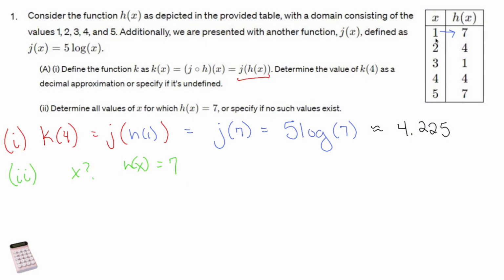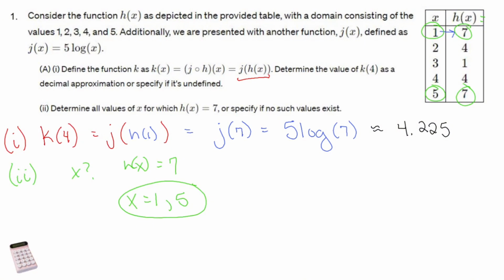Determine all values of x for which h of x equals 7, or specify if no such values exist. Now, the h is this table. So, what x values give us h of x equals 7? Well, there's 2 of them. Now, this is not saying, hey, let's plug in 7. No, this is saying h of x equals 7 right here. So your 7 and your 7. So what x values seem to do that? 1 and 5. So x is going to equal 1 and 5 for this one. Okay, so no calculator. This one was one of the simpler ones, so I'll definitely take it.